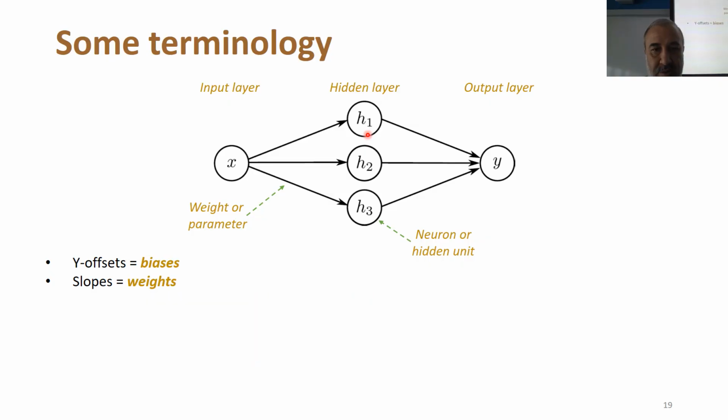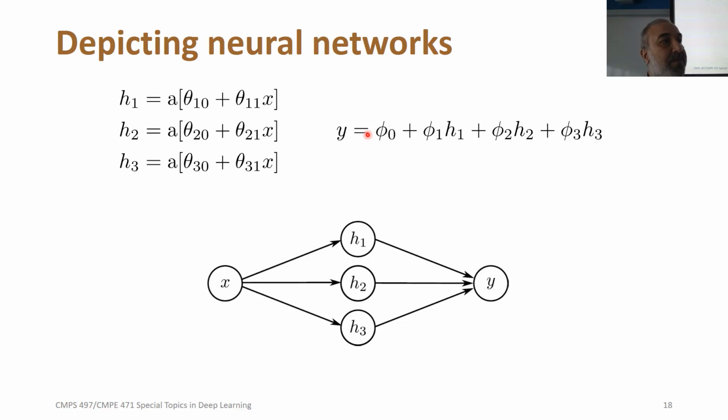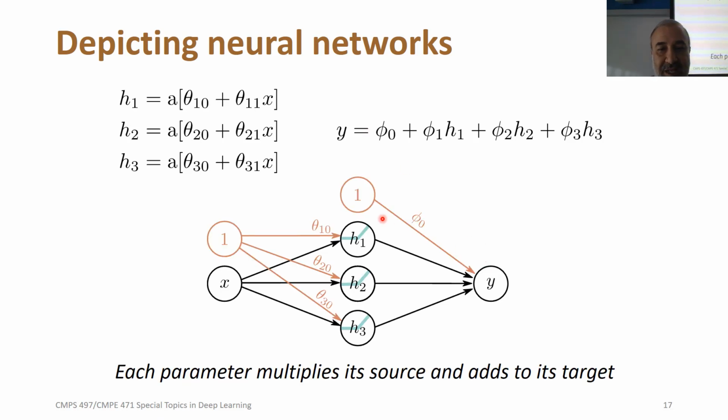Sure. Here? Yeah, phi 0 is an offset. If you go back here, it's an offset that is added to the value of y. It's like a bias for y.